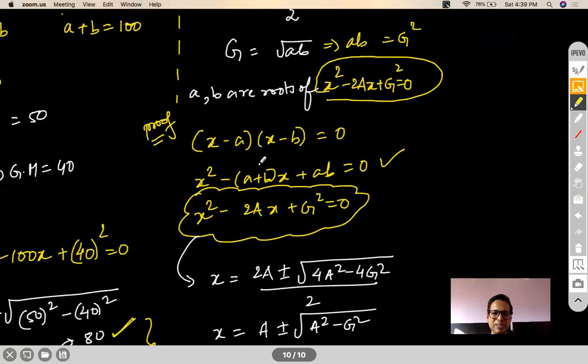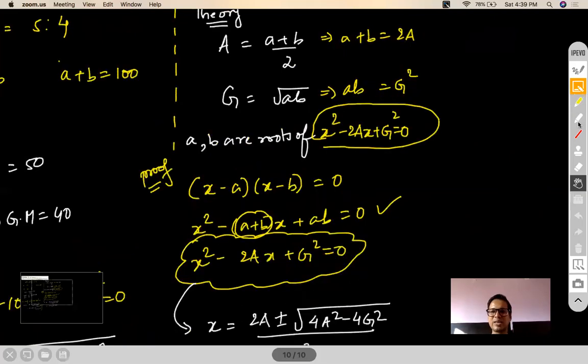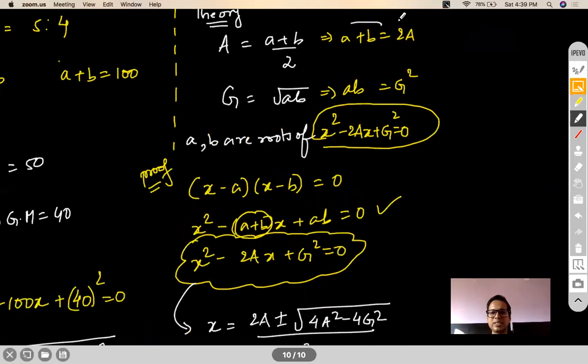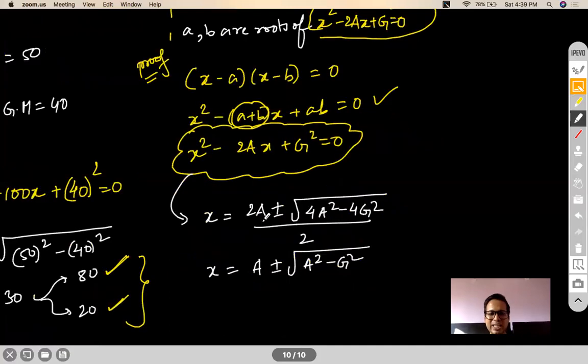Here if you see, a plus b term is nothing but 2a. That's what I have written over here. a plus b is 2a, and ab is g square, correct? So this quadratic, if you find out the roots by using your Sridhar Acharya formula, it is going to be minus b plus minus root of b square minus 4ac by 2a.